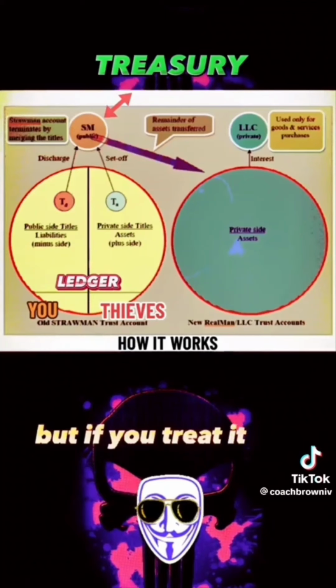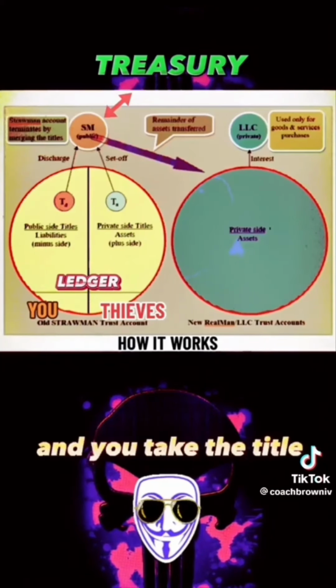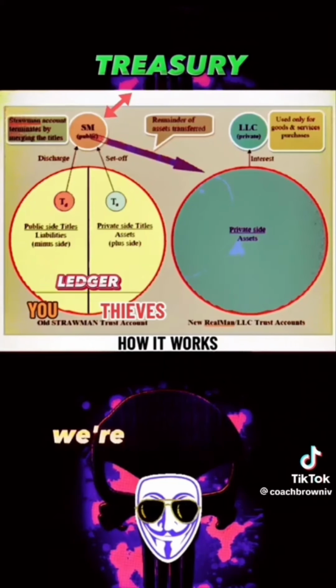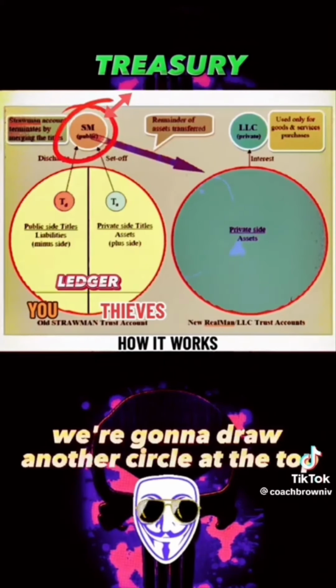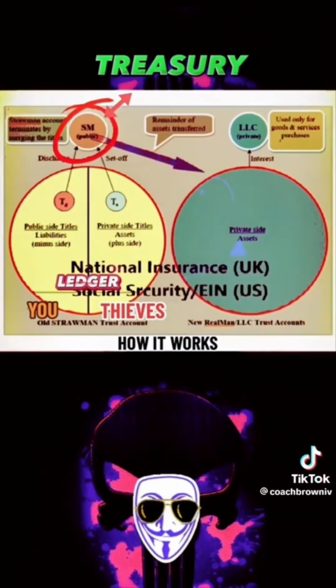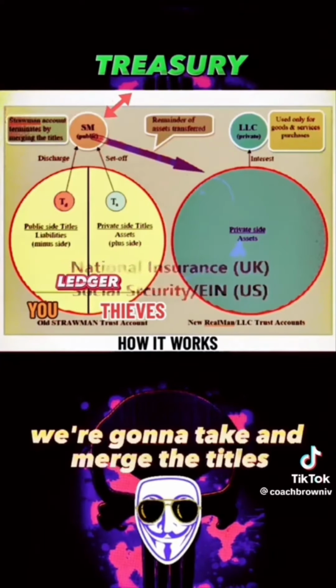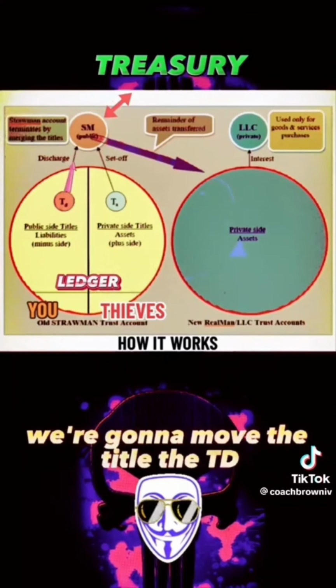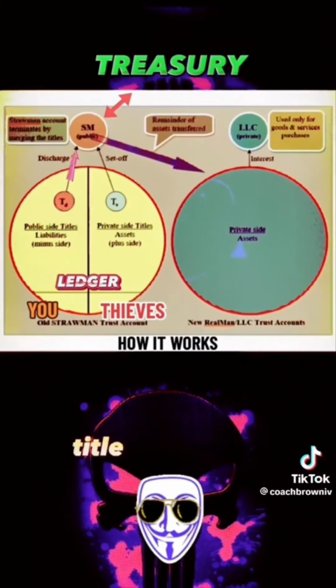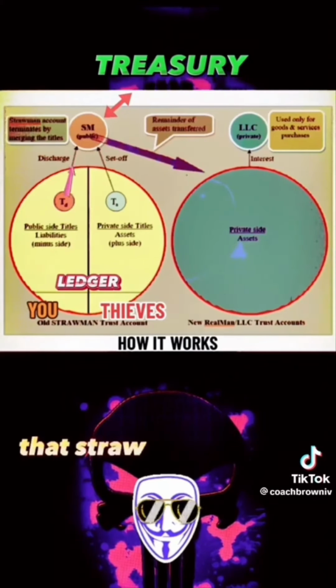But if you treat it as a trust, and you take the title and you draw a line from the TD up to, now we're going to draw another circle at the top, and we're going to put SM in there. That's the straw man account. We're going to take and merge the titles. We're going to move the title, the TD, and we're going to draw an arrow to that SM. And we're going to move that title to the debt into that SM, that straw man account.